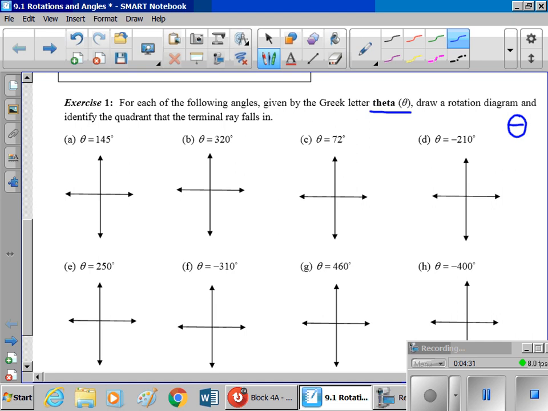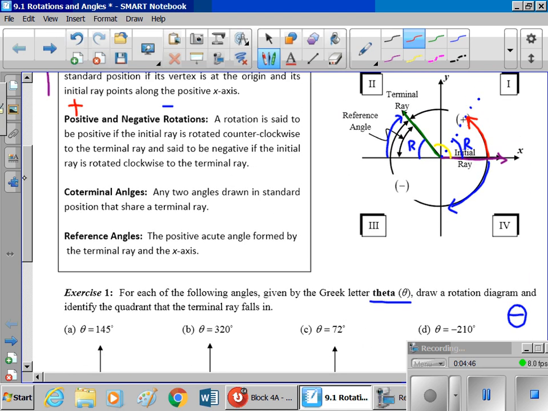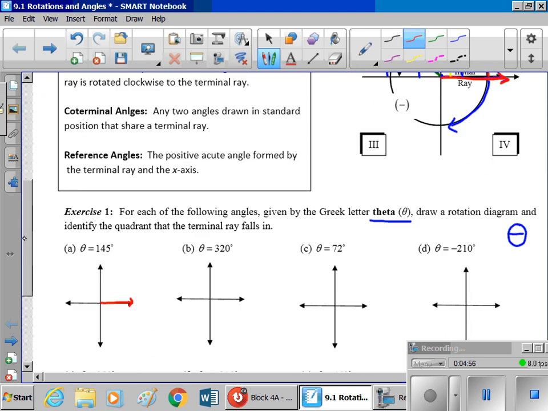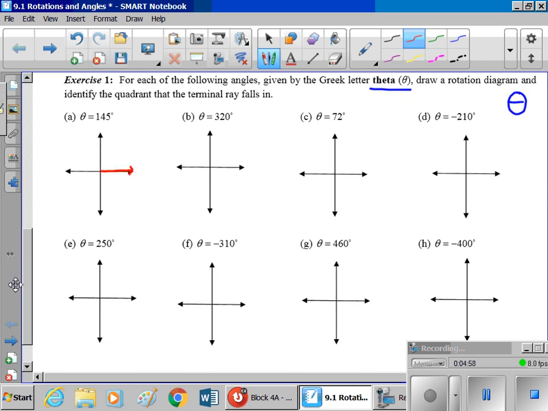Anyway, all right, so let's do letter A. All right, so we have a positive number. So we're always going to start at the positive x-axis, because that's always going to be how we draw things that are in standard position. We always need our initial ray to be on the positive x-axis. Okay.